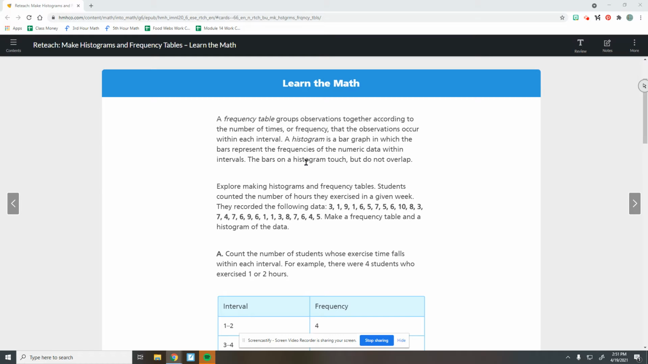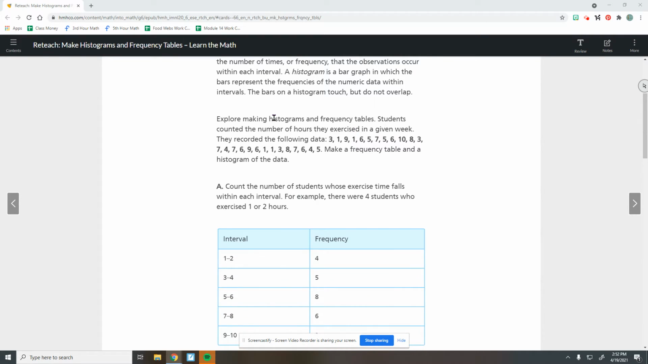A frequency table groups observations together according to the number of times, or frequency, that they occur within the interval. A histogram bar graph is just representing your chart. On a histogram, the bars touch, but they don't overlap each other. They just go next to each other. So we're going to explore making a histogram and a frequency table.